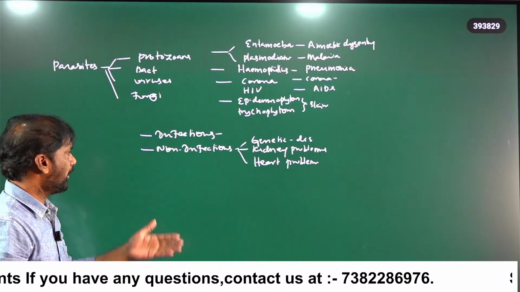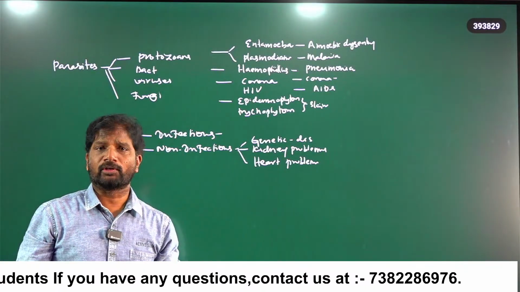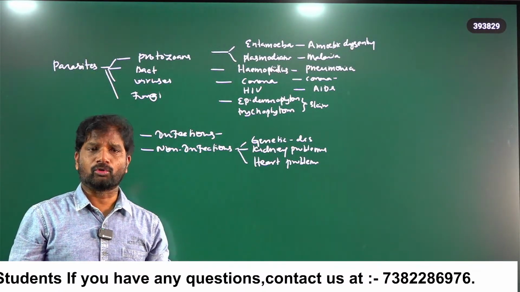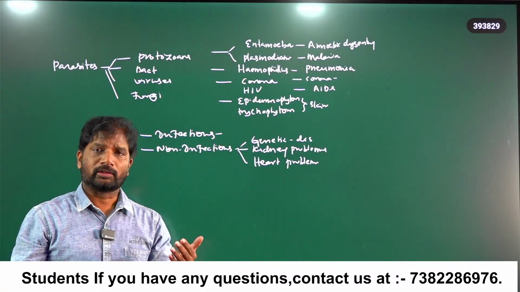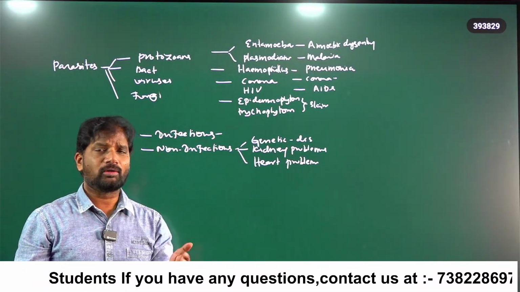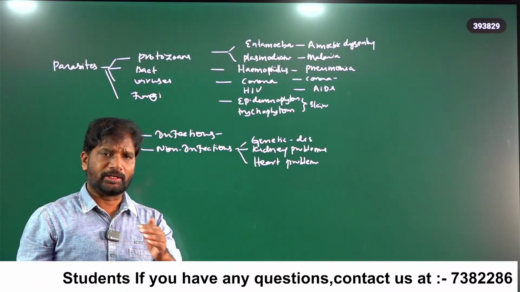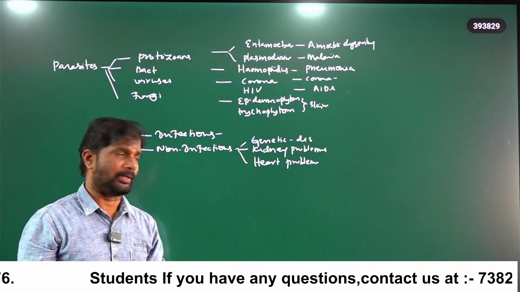So what are known as the non-infectious disorders? There are genetic disorders. So what are the genetic disorders? For example, Klinefelter syndrome, Down syndrome, Turner syndrome, thalassemia, sickle cell anemia, phenylketonuria. All these are known as genetic disorders. They do not transmit from one person to another person.